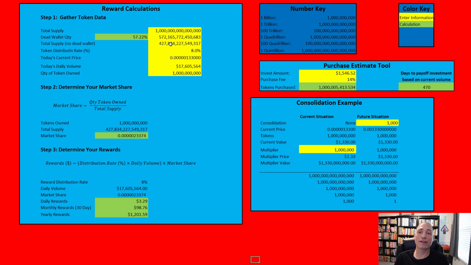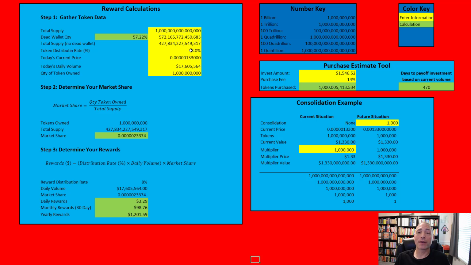Now, because the dev wallet and the marketing wallet and the airdrop wallet are unknown, I don't know what the percentage is for that, but I would suspect that they're probably in the range of a percent, maybe 2% total. So this is actually going to be less. So there are less people actually getting rewards, which means your market share is going to be a little bit higher and your rewards should also be a little bit higher.